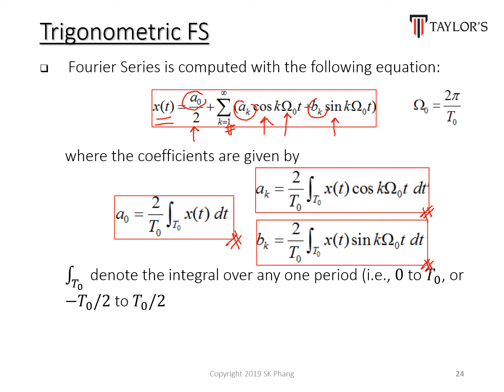Although this formula looks a little bit longer than the previous complex exponentials formula, one thing good about this is that it doesn't have the terms of e to the power of j k omega t, because these terms will make your integration difficult to do. If you use the trigonometric Fourier series, it doesn't have this term. It only has cosine and sine terms.